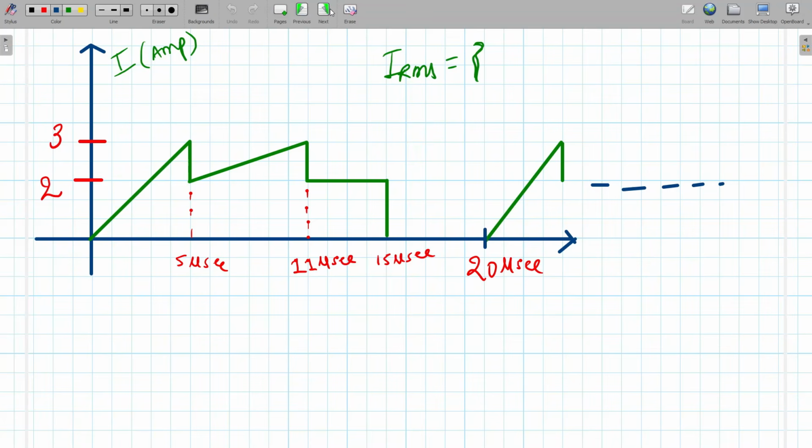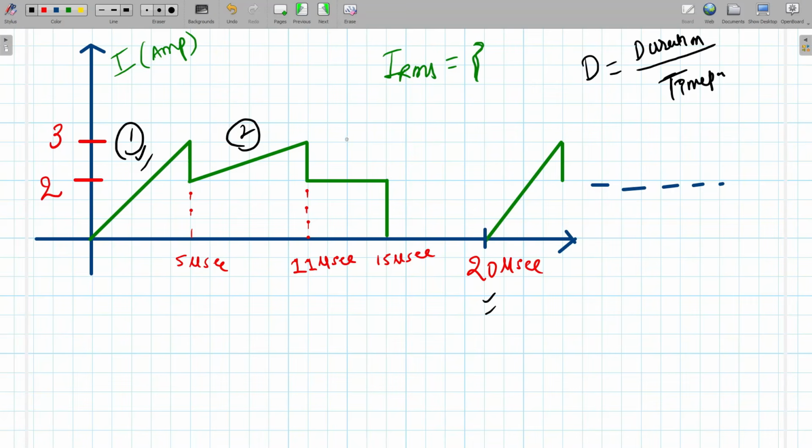So duty ratio, I will give some trick. What is the duty ratio? Duty is the duration of a particular pulse divided by the total time period T. So first one, what will be the duty? This is the first waveform, this is the second waveform, this is the third waveform. After here, it is repeating the first. It means it is a periodic waveform.